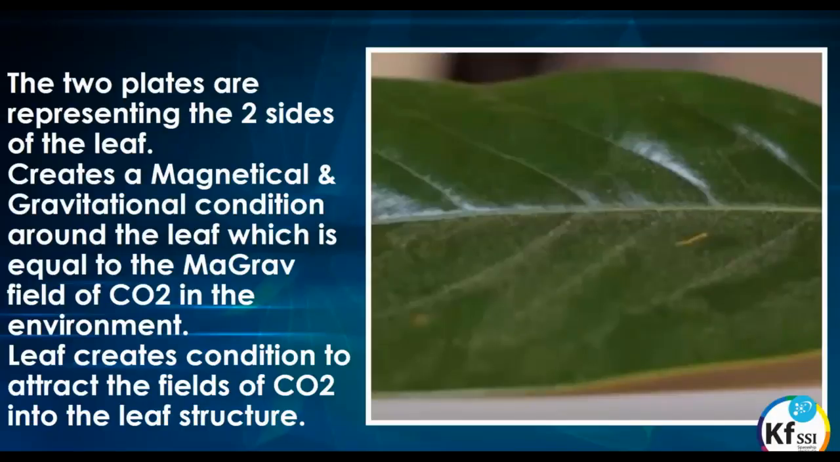So the two plates that you've got are representing the two sides of the leaf. And what this does is it creates a magnetical and gravitational condition around the leaf, which is equal to the mag-grav field strength of CO2 in the environment. So your leaf is creating the condition to attract the fields of CO2 into the leaf structure.